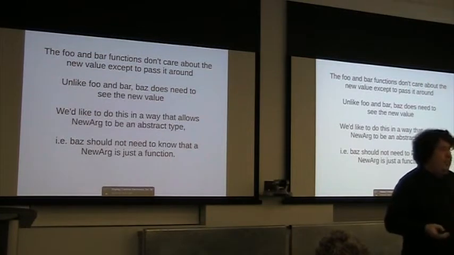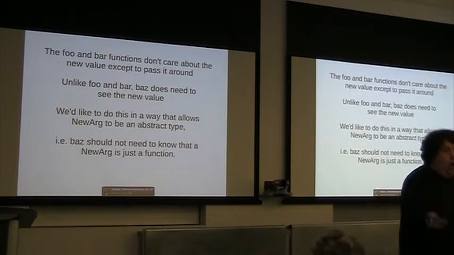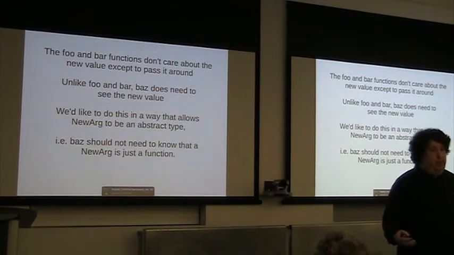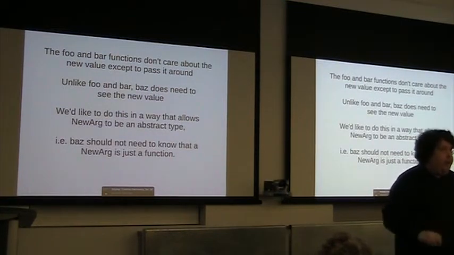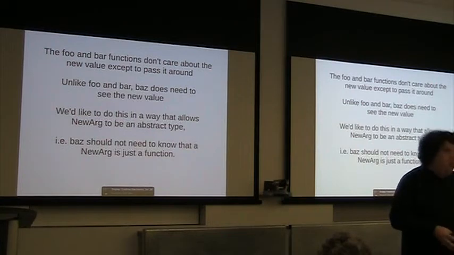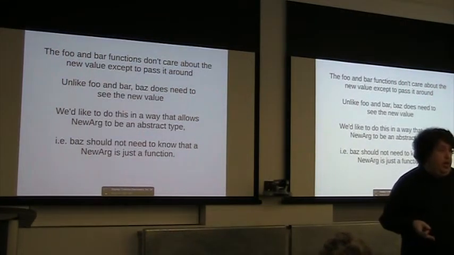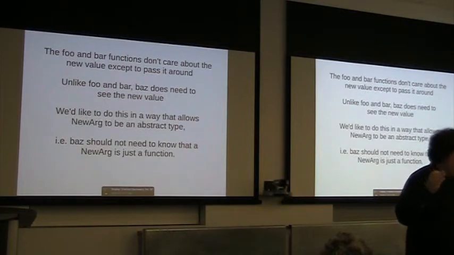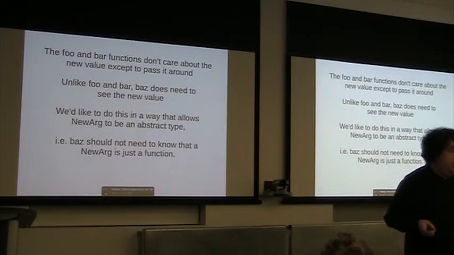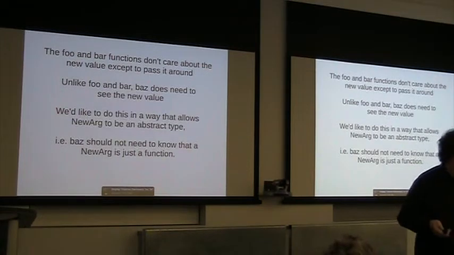And we'd like to do this in such a way that you don't need to know how new arg is actually implemented. We want new arg to sort of be from outside. We want to have a module that defines new arg and bind and return and maybe a couple of other functions that operate on new args. In that module we know it's a function. Outside of that module, it's just a magic value we're passing around and we don't know how it's actually implemented. So an important thing here is Baz should not need to know that new arg is actually a function. Foo and bar already don't care. Baz should not need to know.